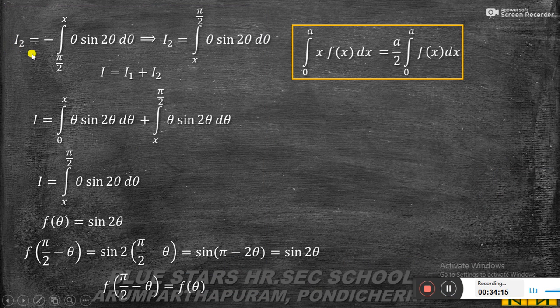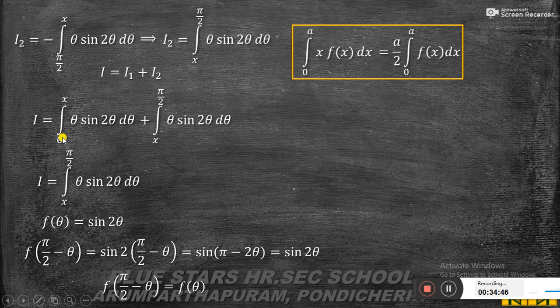So therefore I2 equals minus integral x to pi by 2 of theta into sin 2 theta d theta. Now this minus sign, again we interchange the limit. Interchanging the limit means again one minus sign multiplication. So minus into minus, integral x to pi by 2 of theta sin 2 theta d theta. Minus into minus is plus, therefore I2 equals integral x to pi by 2 of theta sin 2 theta d theta. Therefore this is I1 plus I2.